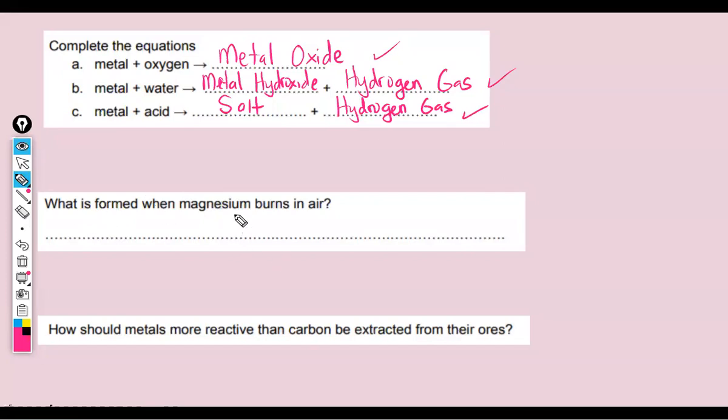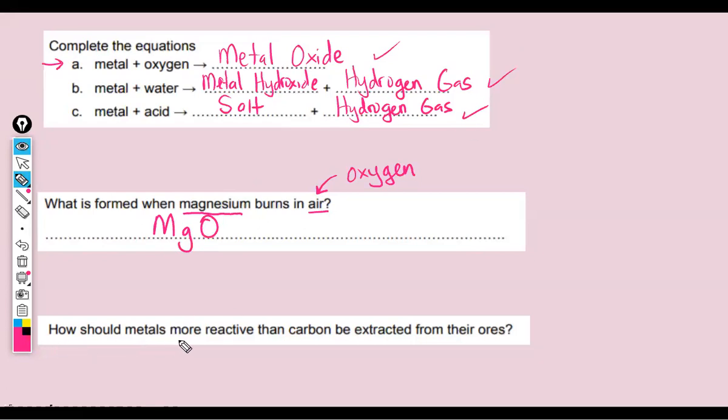What is formed when magnesium burns in air? Remember, when they phrase the question like this, what does the air contain? It contains oxygen. So magnesium is a metal and you're combining it with oxygen. That's the same thing as air. A metal plus oxygen will give you a metal oxide. So you will get magnesium oxide. That is what they wanted. And a lot of people sent that answer.